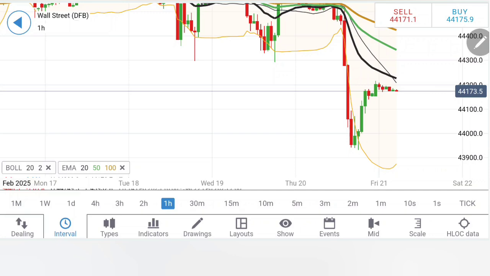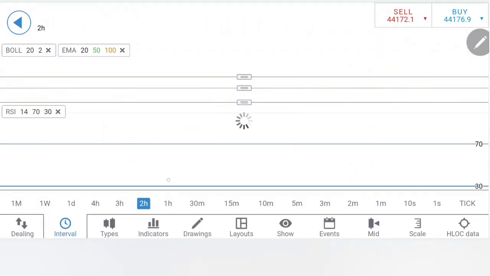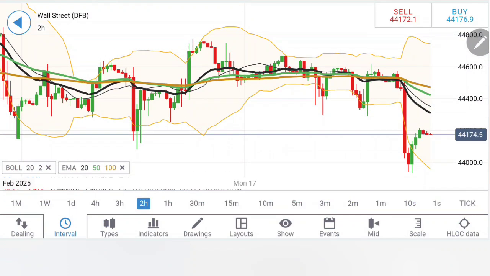Now the supports earlier are going to be the resistances here. If you look at the stochastic, this is right now trading bearish, while the MACD after a good dip is now looking upwards, suggestive of further bullishness, while the RSI is running flat.